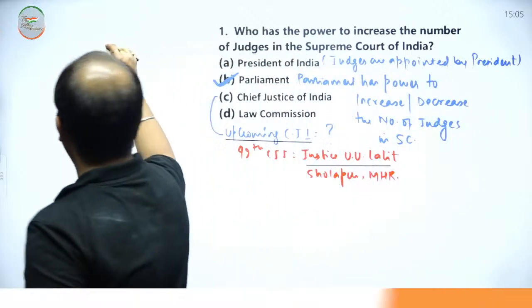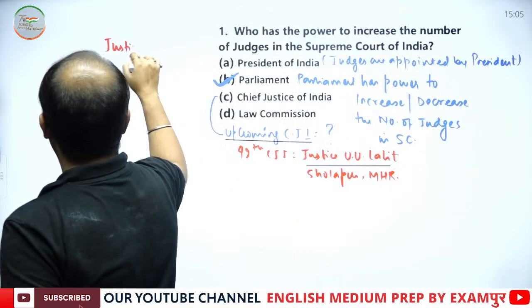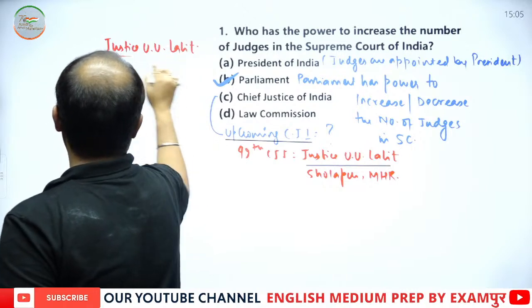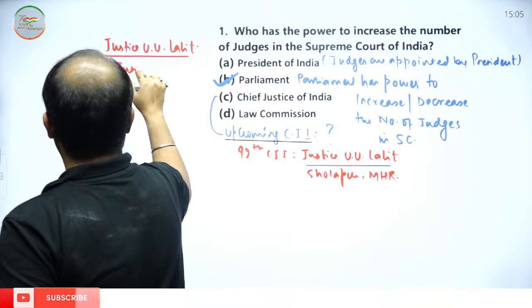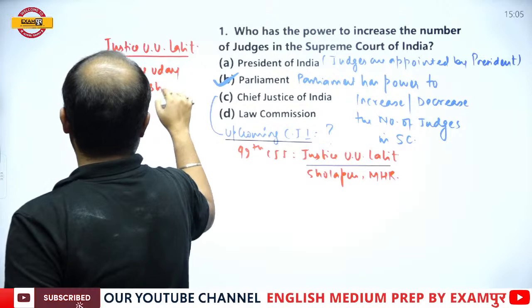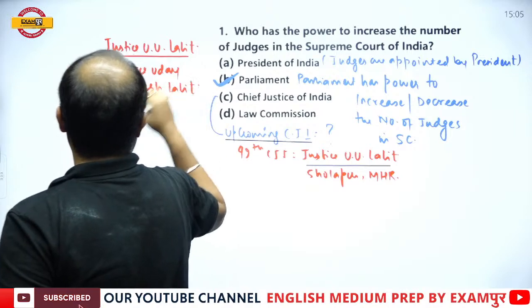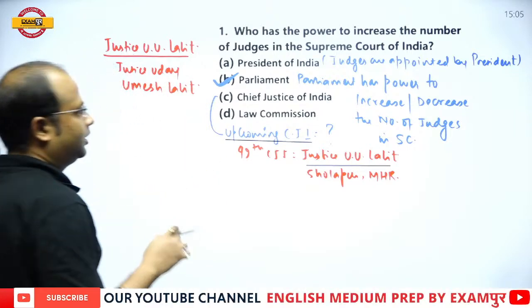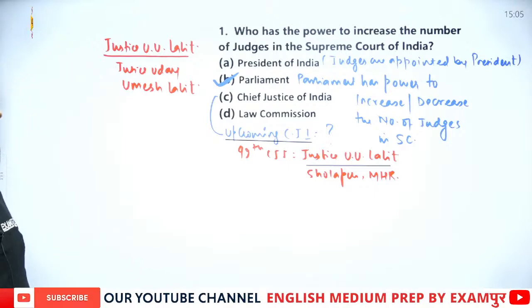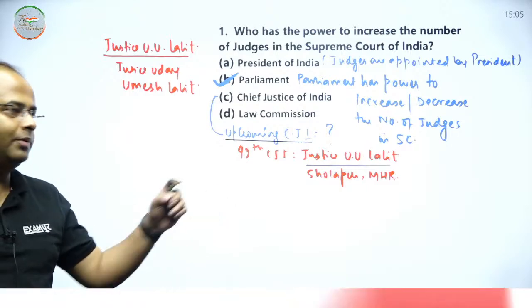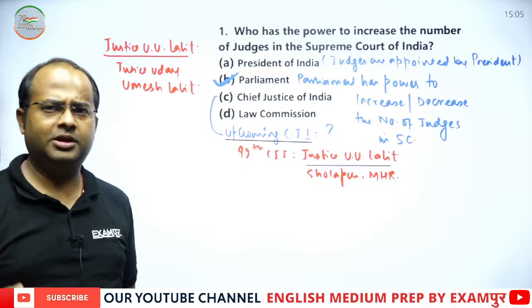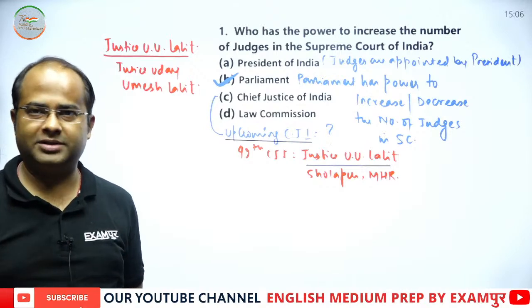So UU Lalit, that is Justice Uday Umesh Lalit, is the 49th Chief Justice of India, from Solapur, Maharashtra. But he has a very short tenure. Around 74 days he will be the Chief Justice because he will complete the age of 65 years.